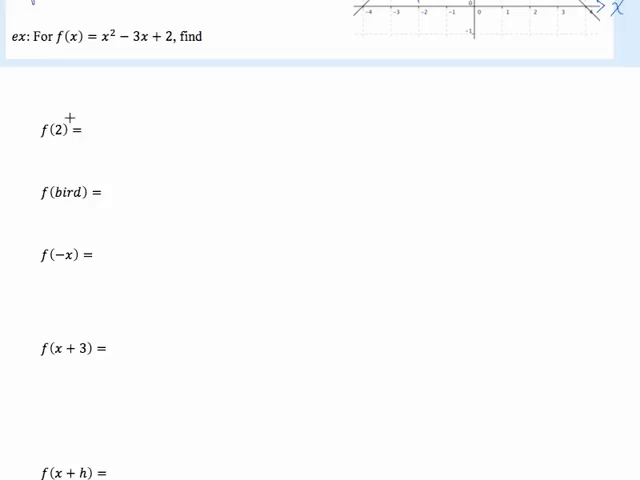So let's begin by finding f of 2. That means we're going to replace each x by a 2. So we'll have 2 squared minus 3 times 2 squared, that's that x squared, minus 3 times 2. I prefer to put it in parentheses. That implies multiplication there. Plus 2. So it's 4 minus 3 times 2 is 6, plus 2. 4 minus 6 is negative 2, plus 2 is 0. So f of 2 is 0.